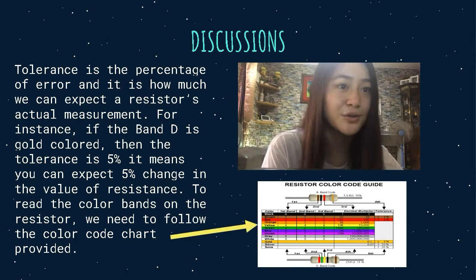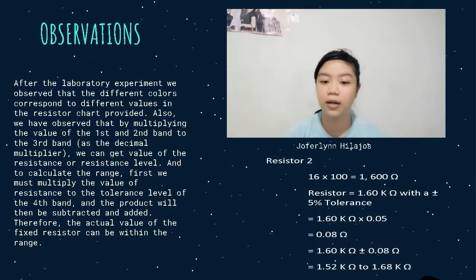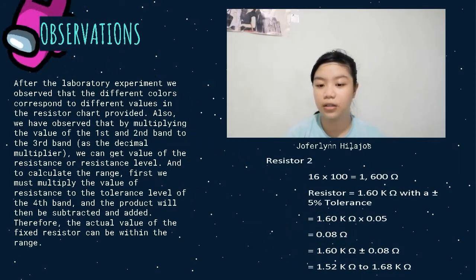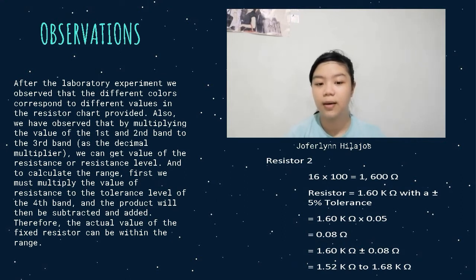To read the color bands on the resistor, we need to follow the color code chart provided. After the laboratory experiment, we observed that the different colors correspond to different values in the resistor chart provided. Also, we observed that by multiplying the value of the first and second band by the third band as a decimal multiplier, we can get the value of the resistance or resistance level. And to calculate the range, first, we must multiply the value of resistance by the tolerance level of the fourth band. The product will then be subtracted and added. Therefore, the actual value of the fixed resistor can be within the range.